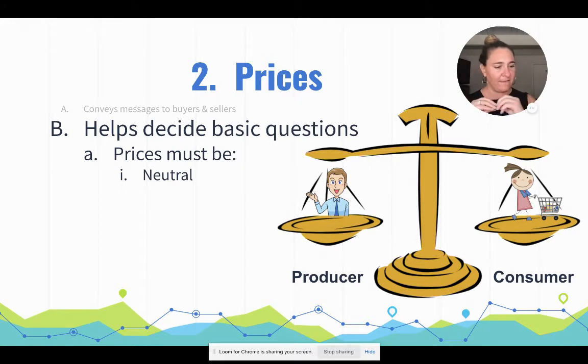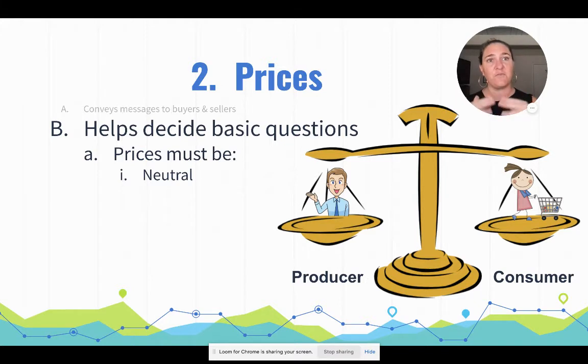Okay. In order for prices to be neutral, there also has to be competition, right? You can't just have one seller. If there's only one seller, then the price won't be neutral. The price will benefit the seller. So we see prices have to be neutral, but within that, there's a significance of having competition in order to ensure that those prices remain neutral.